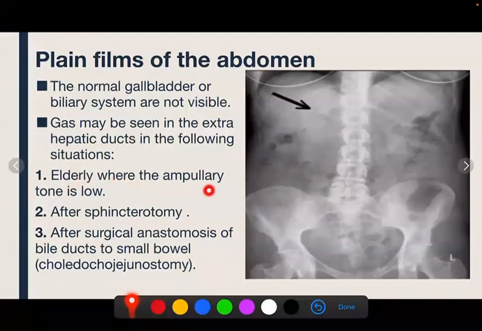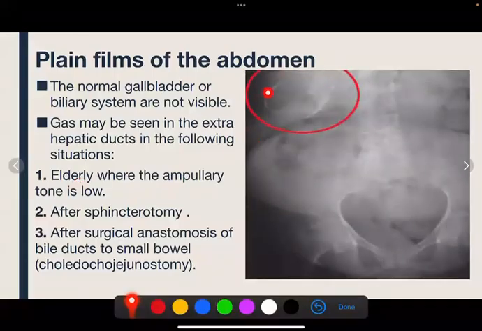In elderly people, when ampullary tone is low, after sphincterotomy during ERCP, or after surgical anastomosis of the bile duct to the small bowel in cholecystectomy. And this is usually done, for example, in Whipple surgery for carcinoma of the head of the pancreas, in which we do anastomosis of the common bile duct with the duodenum.